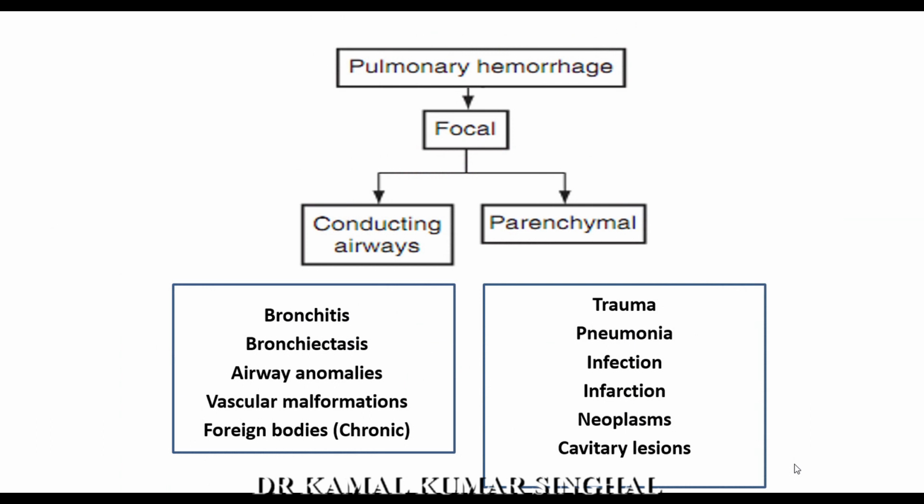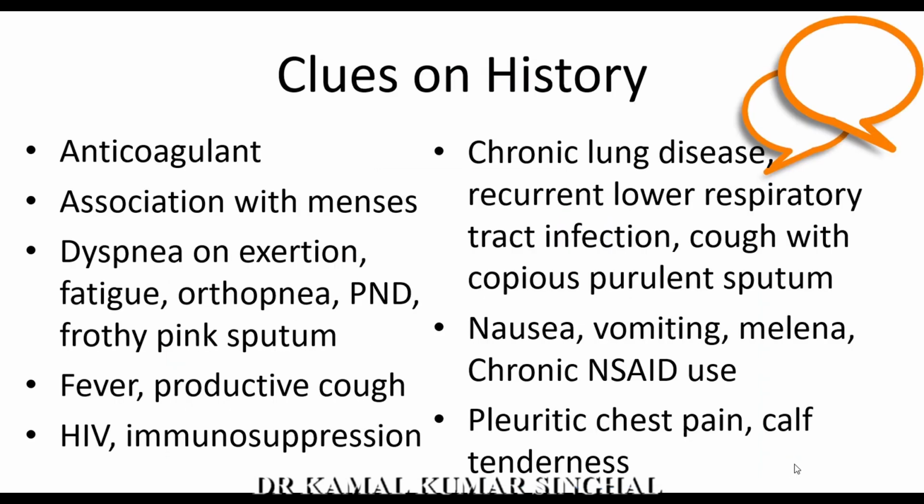Now, if you look at focal causes of pulmonary hemorrhage, the cause may be either in the conducting airways or in the lung parenchyma. In the conducting airways, there may be bronchitis, bronchiectasis, airway anomalies, vascular malformations, and foreign bodies, especially chronic foreign bodies, which because of prolonged stay result in a lot of inflammation. In lung parenchyma, pulmonary hemorrhage may be because of trauma. It could be because of pneumonia, infection, and it includes parasitic infection like hydatid cyst. It could be because of infarction, neoplasms, and cavitary lesions.